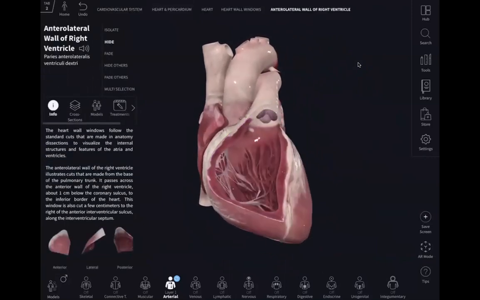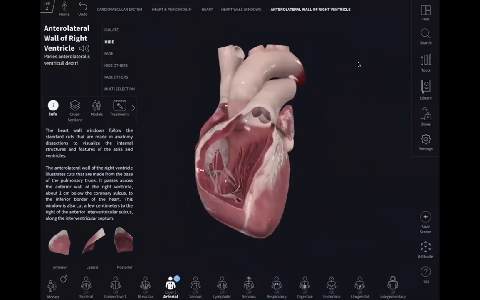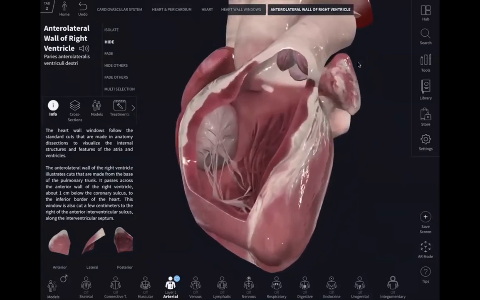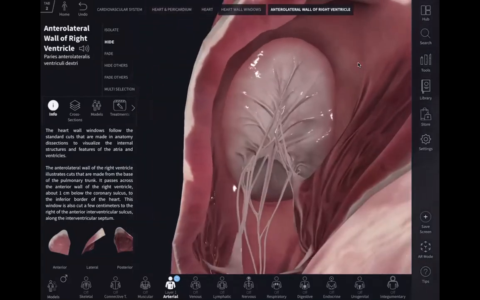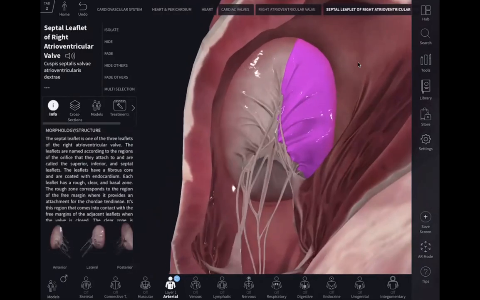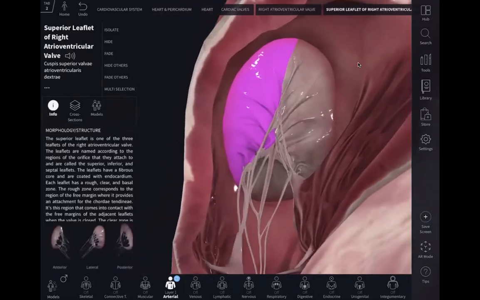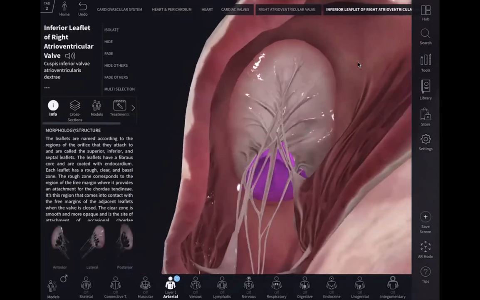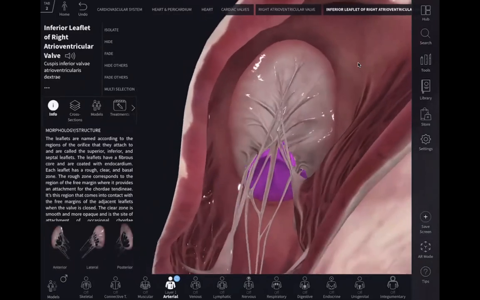Okay, so if we look inside, first of all, what are the things you have to know? You have to know about the valves. Okay, this is on the right aspect, right? This is on the right aspect, so you are expecting to have the tricuspid valve. Okay, why is this a tricuspid valve? Because you can see there are three cusps, three leaflets. Okay, the right one, the left one, and the one below as well. So this is the tricuspid valve.